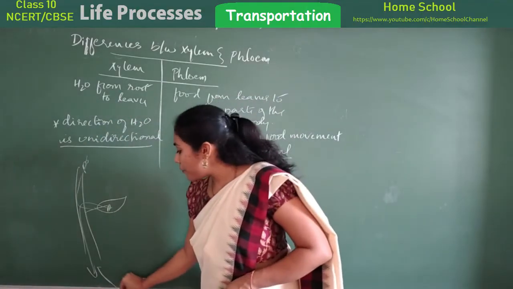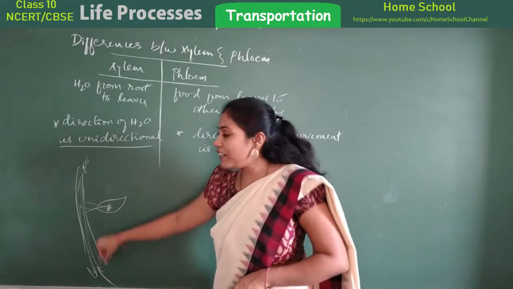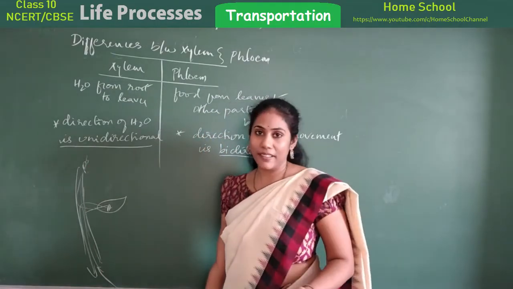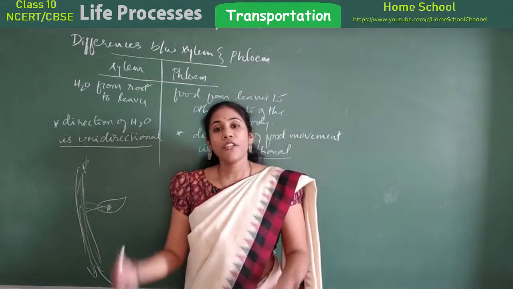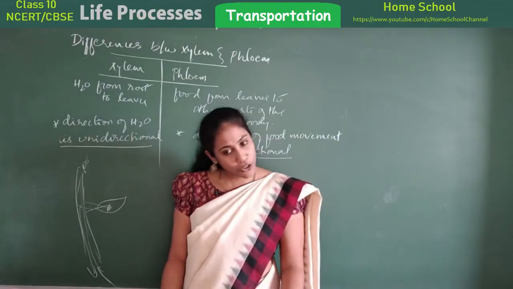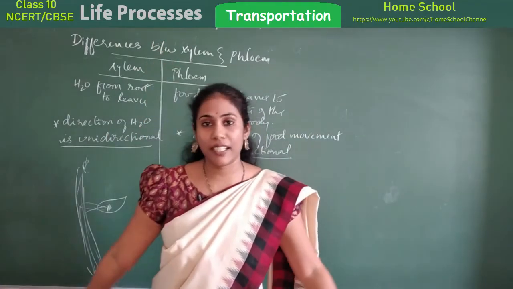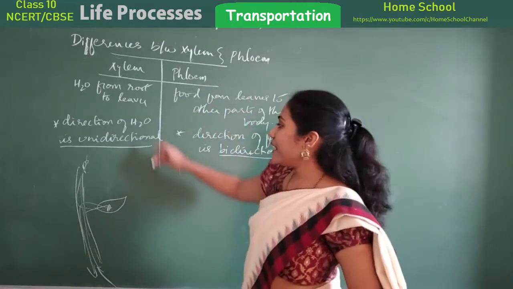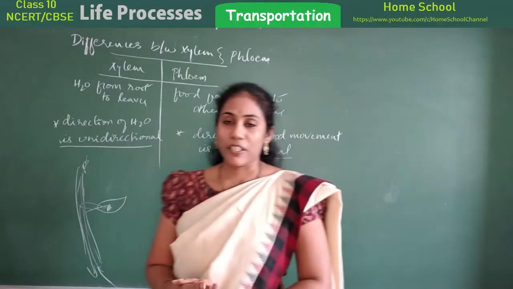Water from the roots should go to the upper region only. It cannot go to the bottom part, right? The root itself is the bottom part of a plant. So if something is going from a root, it should go in the upward direction only, not in the downward direction, isn't it? So that's why the direction is unidirectional here, but here it is bidirectional.